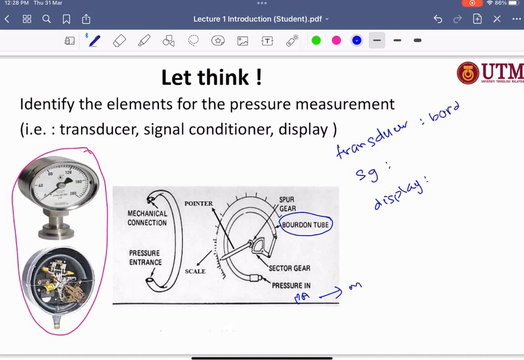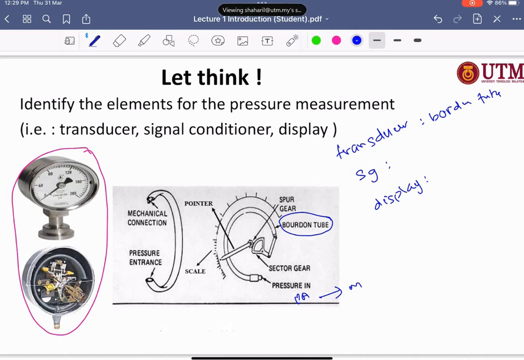And how about signal conditioning, guys? Which one is signal conditioning? If you know, just type it in the chat. Is it the pointer? Is it the scale? Is it the pinion gear, or is it the sector gear? What is it, guys? Signal conditioning.